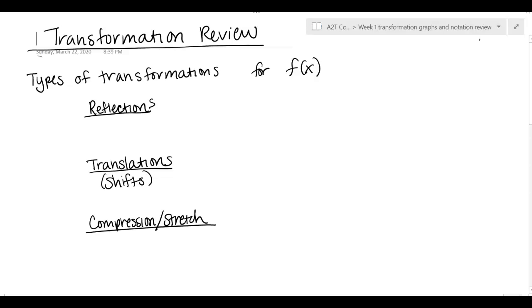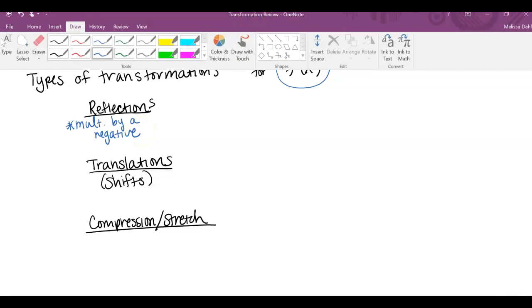So I'm going to go through the types of transformations and I'm going to focus on this function f of x, meaning I'm not saying it's a square root or a quadratic. I'm just saying it's a function. Okay. So reflections are basically where we see multiplication by a negative. And that means there's two ways that can happen.